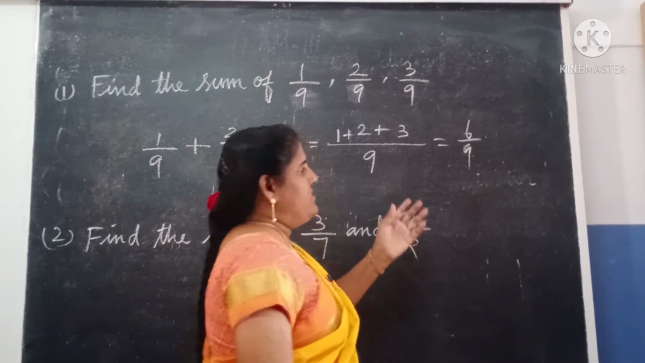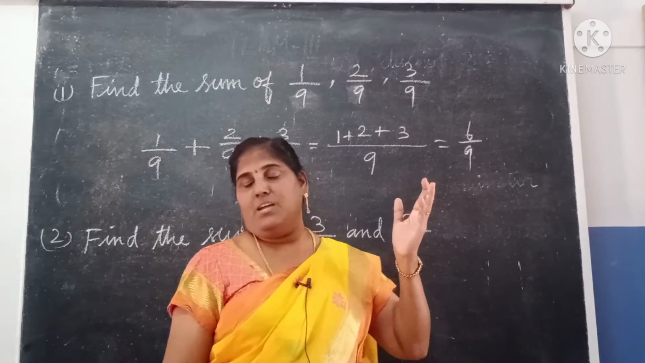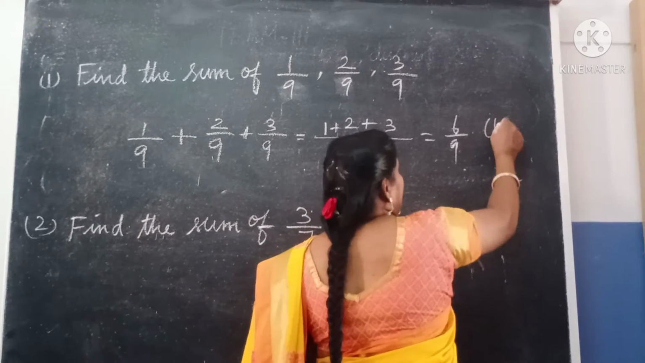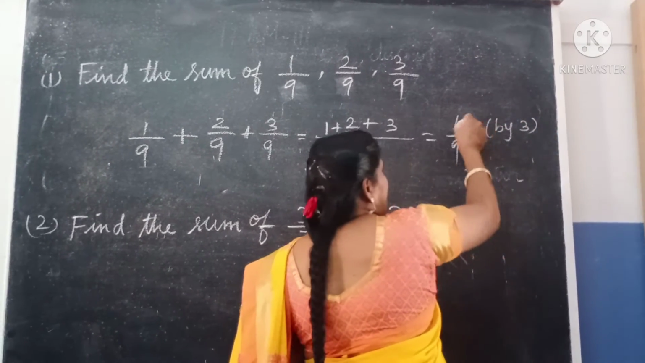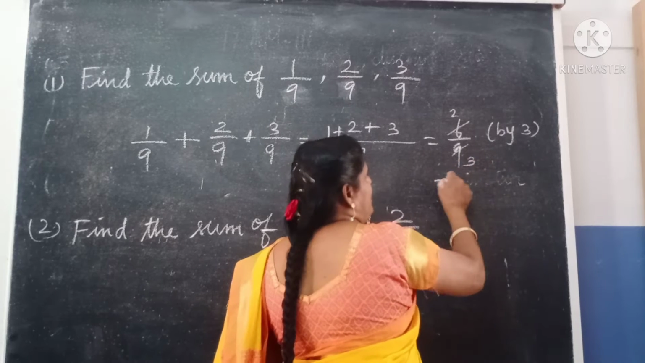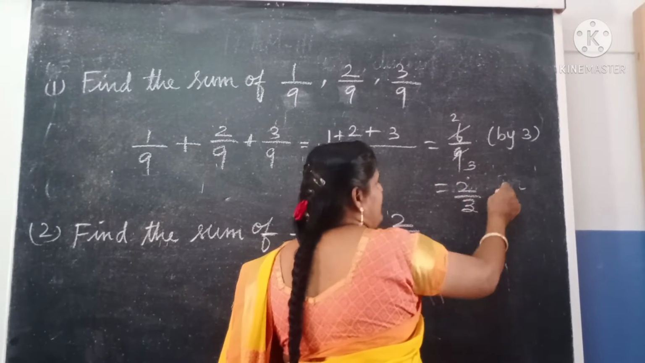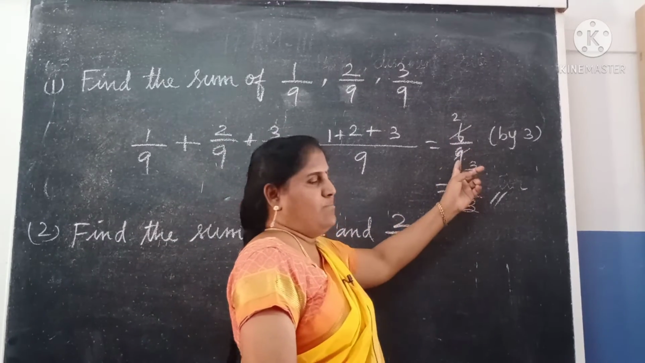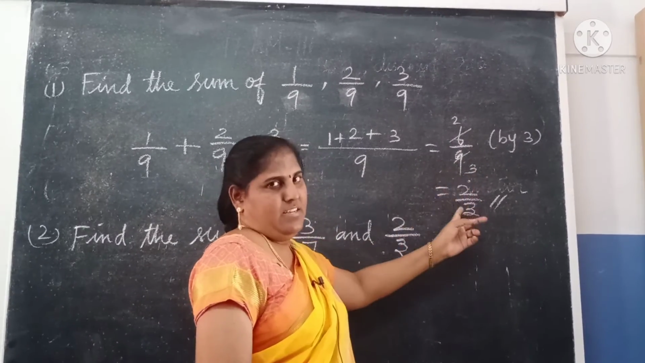But 6 by 9, both come in the same table, that is the 3 table, so by 3 we can cancel. We can simplify this by 2 times and 3 times. So the answer is what? 2 by 3 is the answer. So if the given fraction has a common factor, you have to simplify and then write the answer.